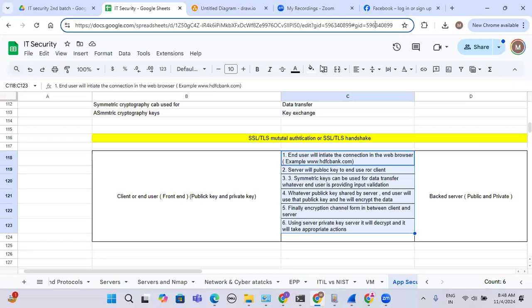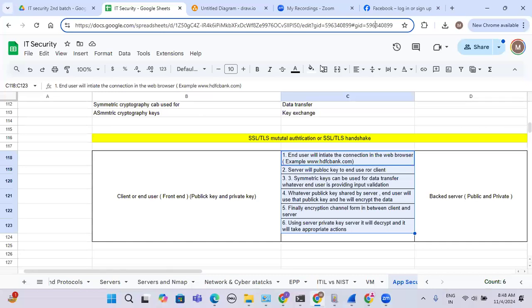Now, if we want to mitigate this drawback, what do we have to do? We identified the drawback is in the second step. We are not sure whether the legitimate server is responding back to the end user or the attacker is responding back on behalf of the backend server, and that key is whatever it is sharing.